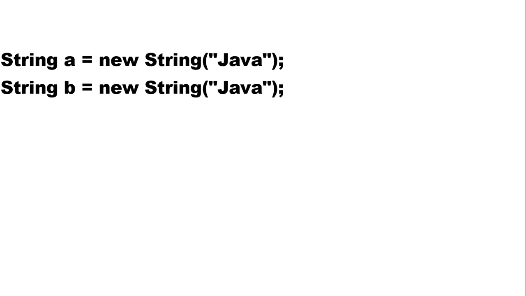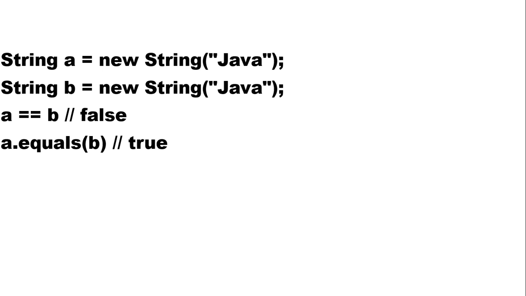Here is an example. String A is equal to new String with argument Java. String B is equal to new String with argument Java. If you are comparing A double equal to B, then it will give you false because it is a string. If you want to compare numbers with double equal to, then it will be true. But if you are comparing A dot equals B, then it will give you true.